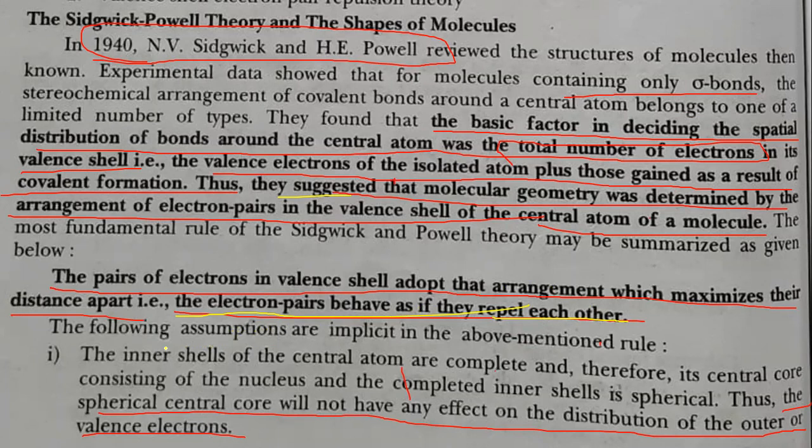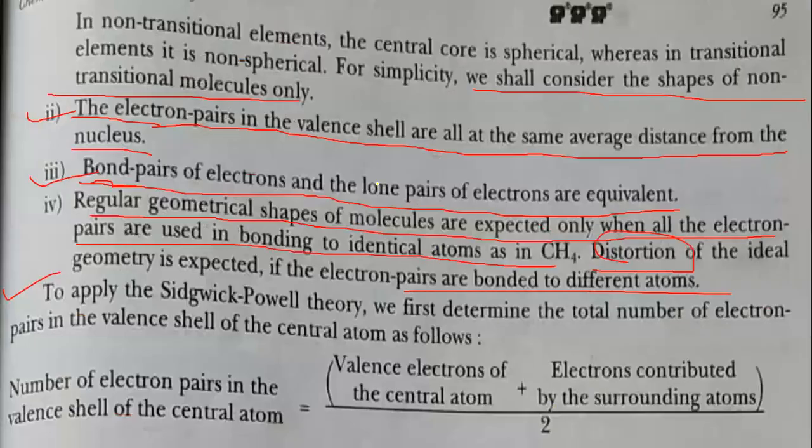The following are some assumptions that are implicit in the above-mentioned rule. First, the inner shells of the central atom are complete, and therefore it is a central core consisting of the nucleus and the completed inner shells, which is spherical. Thus, the spherical central core will not have any effect on the distribution of outer or valence shell electrons. This is the first assumption. It is an assumption, not a fact.